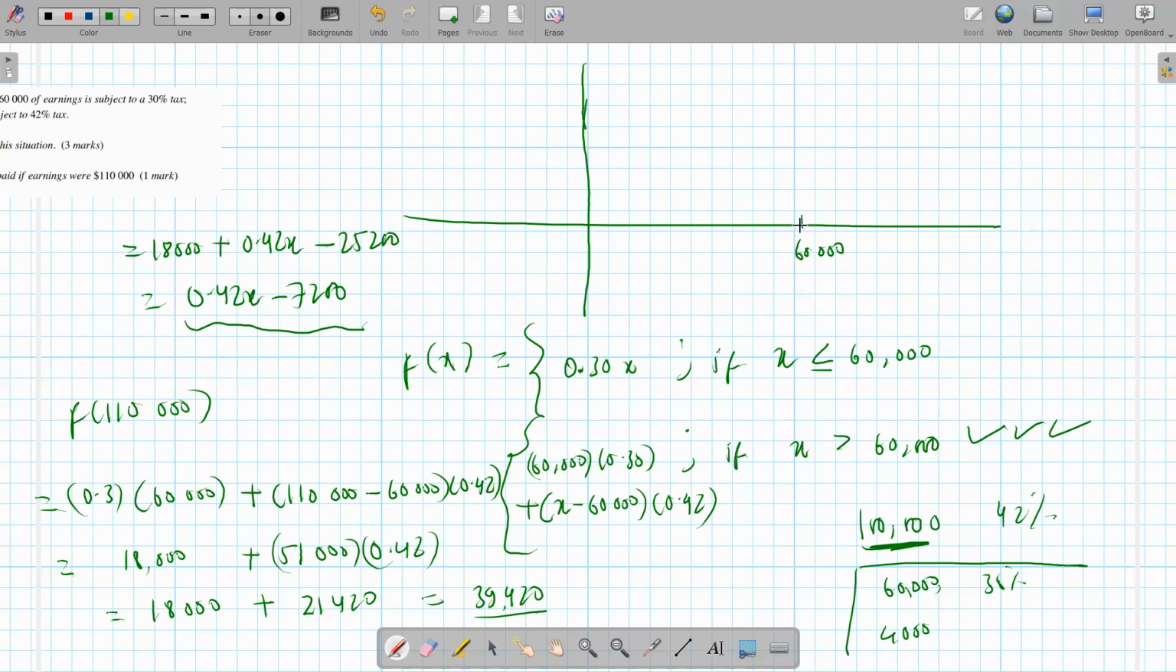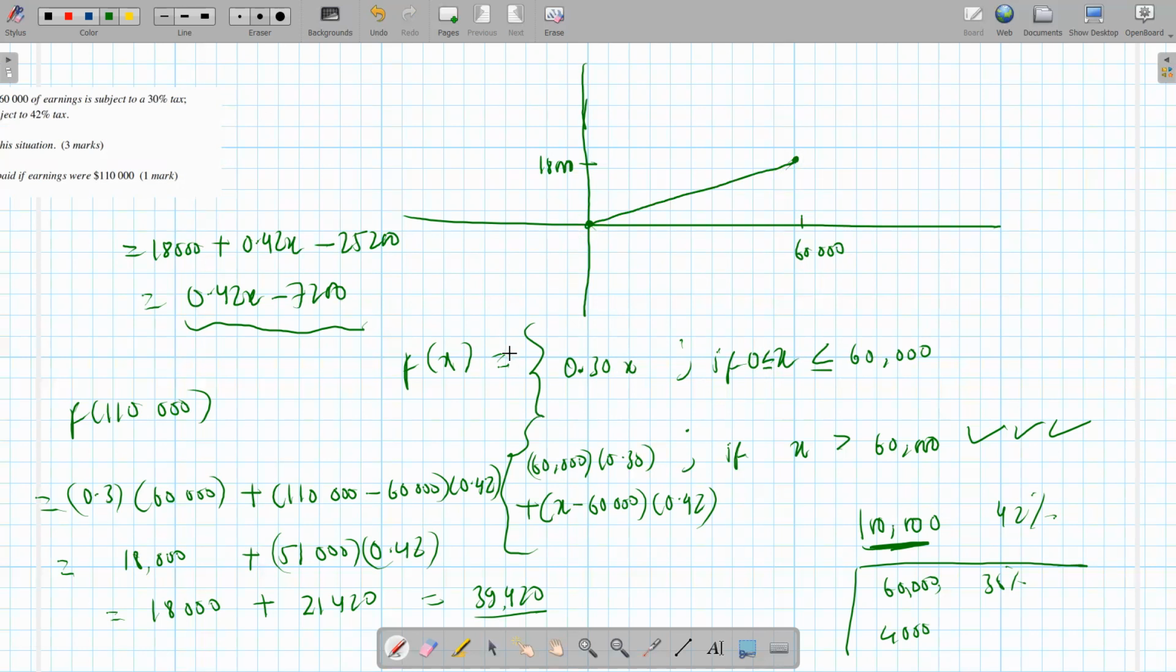The point of interest is 60,000. So for the first function, the top one, when x is 0, y is going to be 0. Actually, this should have been from 0 to 60,000, because income can't be negative. So this function is only valid from 0 to 60,000. When x is 0, y is 0. And when x is 60,000, we know that is going to be 18,000. 0.3 times 60,000 is 18,000. So this is our first function.